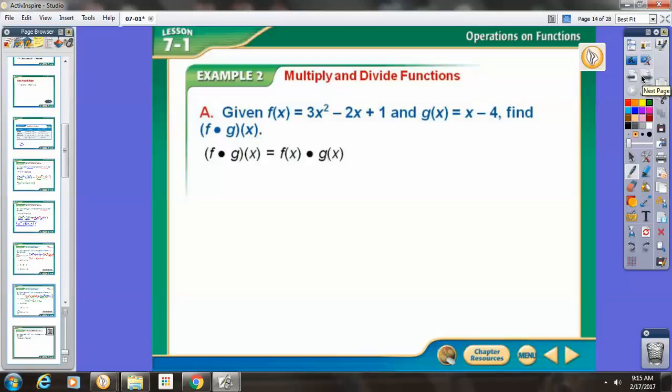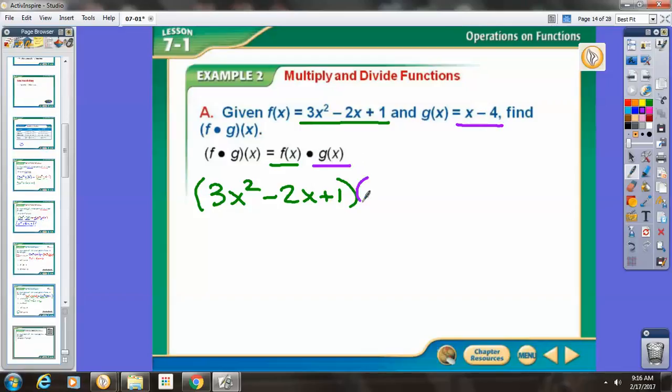So it says given f of x equals 3x squared minus 2x plus 1 and g of x equals x minus 4, find f times g of x. So we're taking f of x and multiplying it by g of x. So here's our f of x function, 3x squared minus 2x plus 1. We're taking that times our g of x function, which is x minus 4. I know we're multiplying because it said multiplication clearly in the directions. So let's distribute and combine like terms.